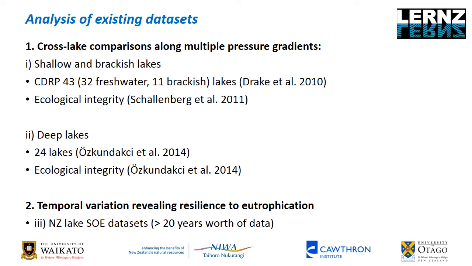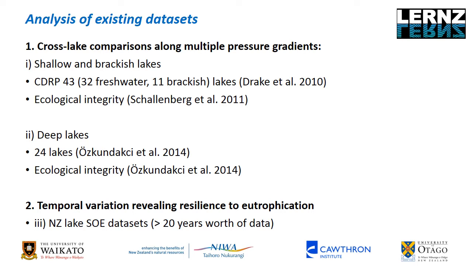The second part of the CDRP data is the deep lakes data, which involved 24 lakes, lakes that seasonally stratify. Again, these data sets were around trying to analyze ecological integrity in these lakes. So they're also quite a diverse range of variables for these lakes that I can look at.